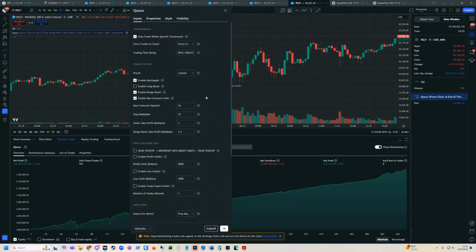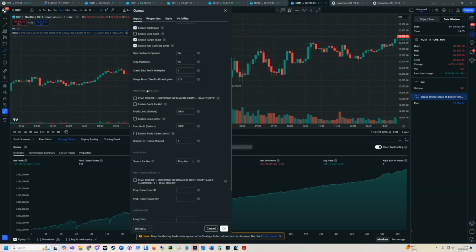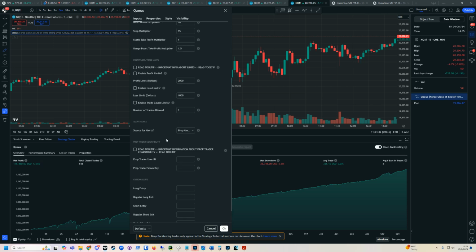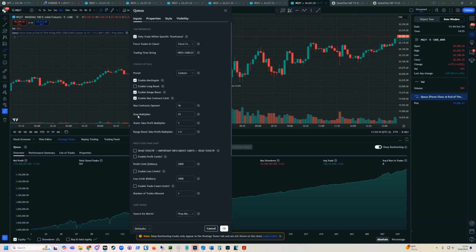There are other conditions that will close the trade if it no longer thinks that it's viable. And this is not the only one that will close a trade. So, again, just for catastrophic reasons. And that's why that's there. We do have the same profit loss trade limits you find in the other algorithms. We have the same prop trader compatibility, and we have the same custom alerts. None of this has changed from any of the other ones. It's really just this here.